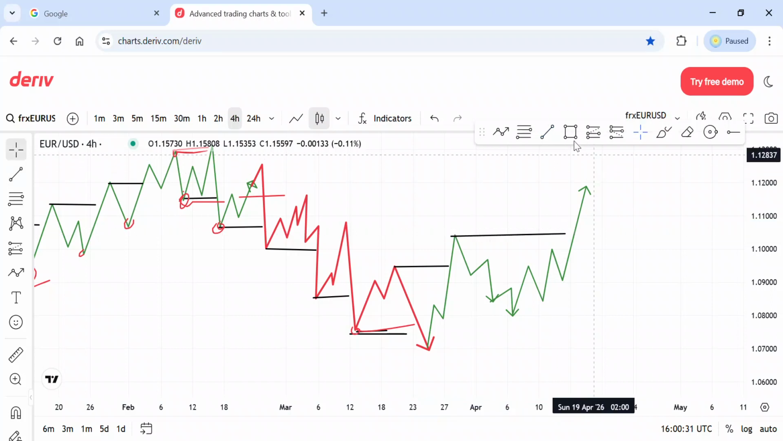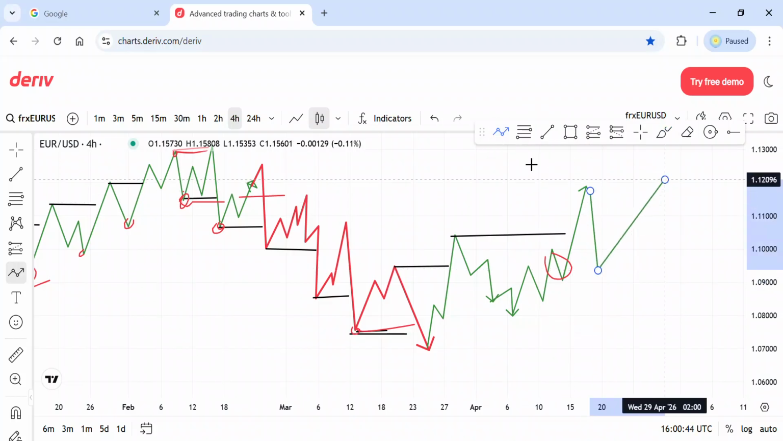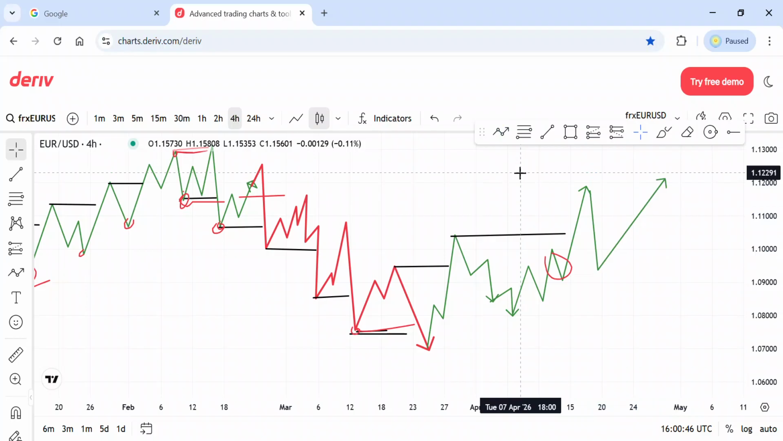Then your entry point, you get your entry point wherever you want to be entering. Your entry point is very, very important. Then you wait for the market to make a pullback to your entry point, then you continue buying the market. That's how trend reversal works.